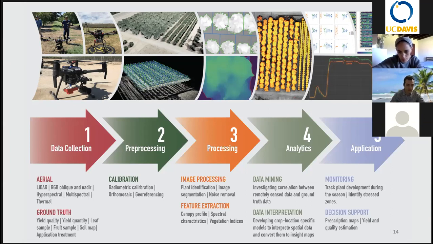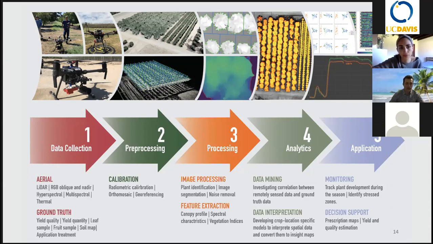Those ground truth data will be used to pair with the aerial data, and then using a few samples, we can interpolate or extrapolate to the entire vineyard or entire orchard. I will explain about that. The second step is pre-processing. That's a very important step, because if we don't do that right, we may come up with a wrong conclusion. That includes calibration, radiometric calibration, and also generating orthomosaic and georeferencing different layers, which I will talk about.